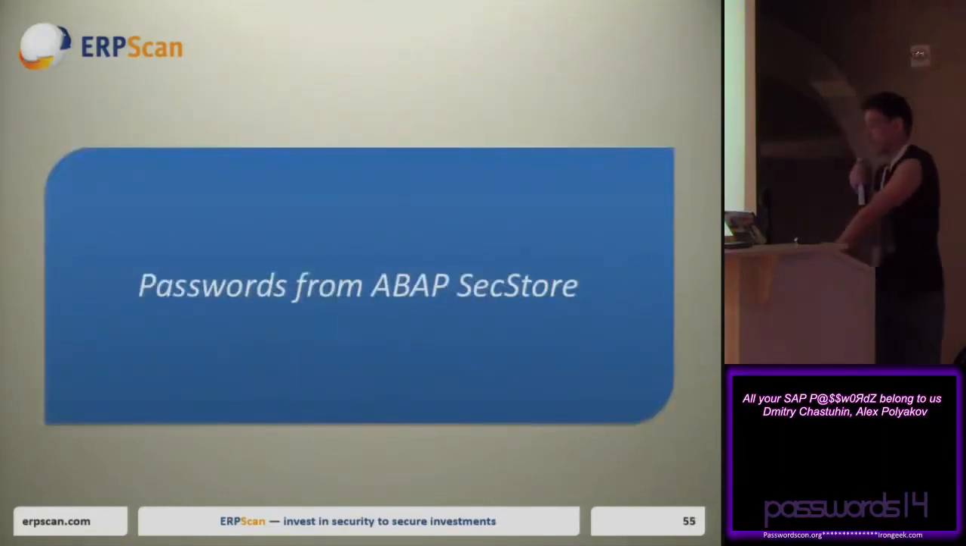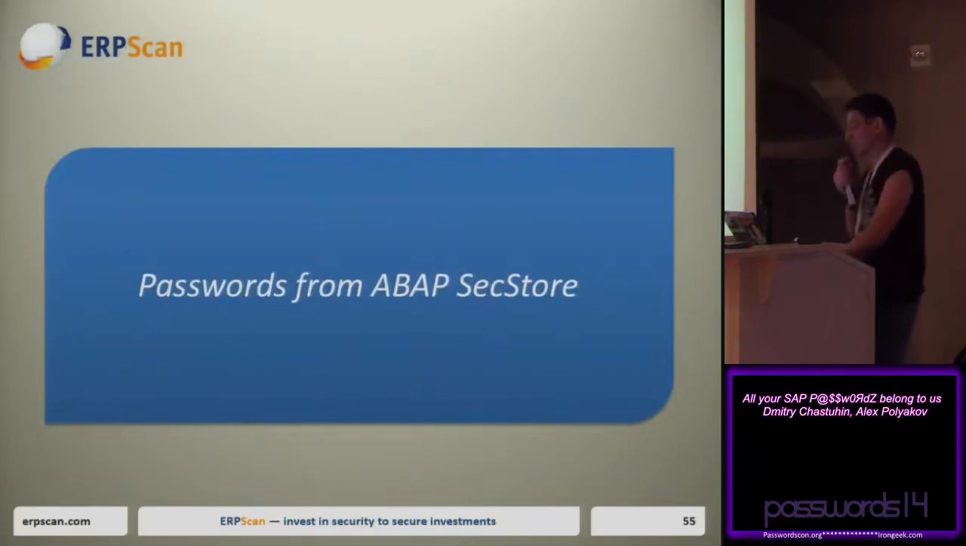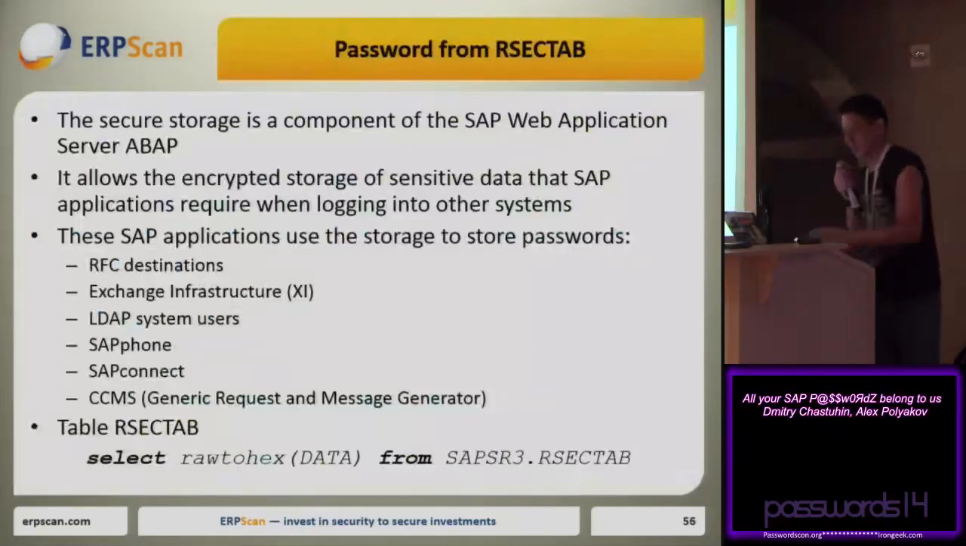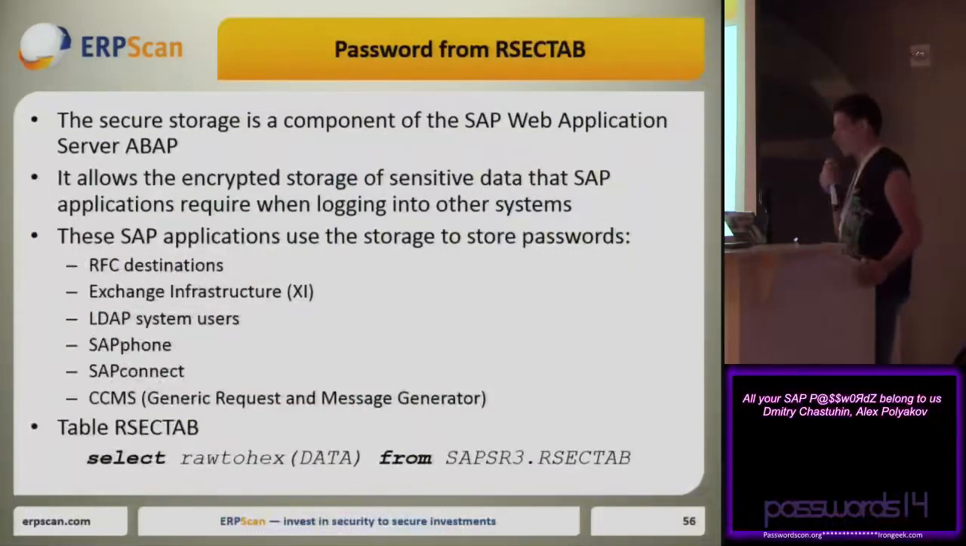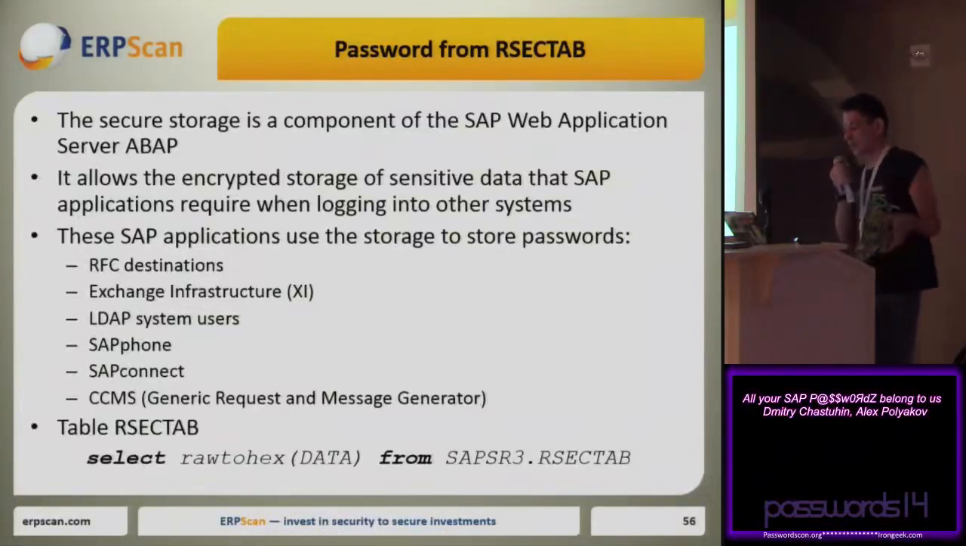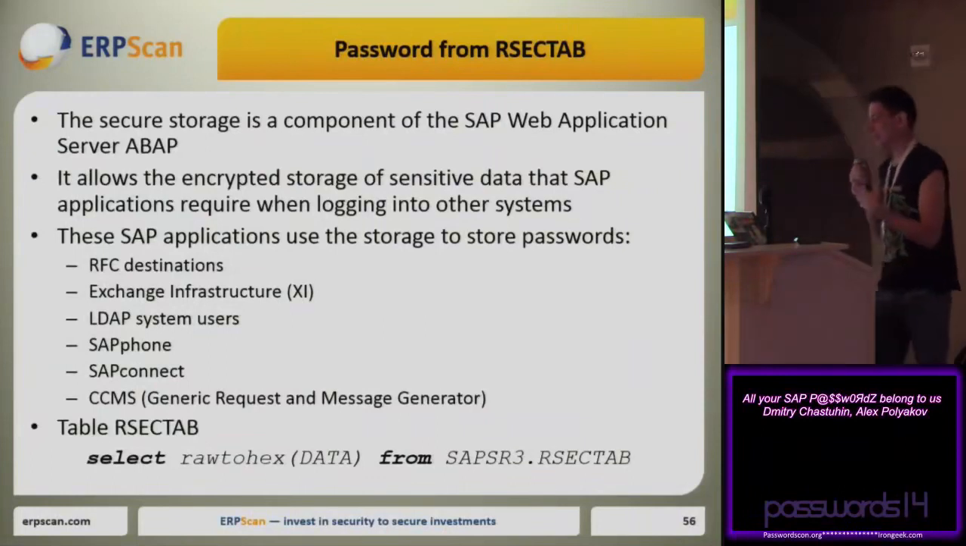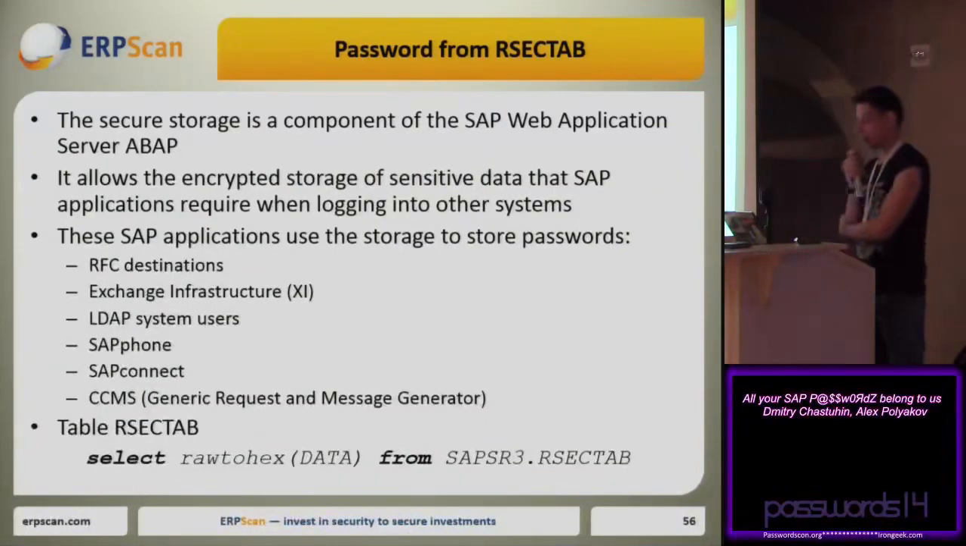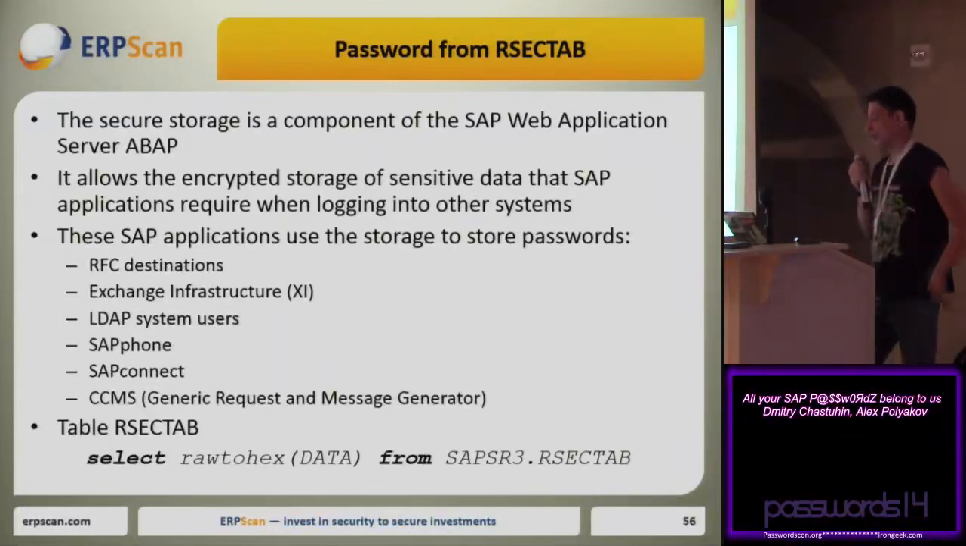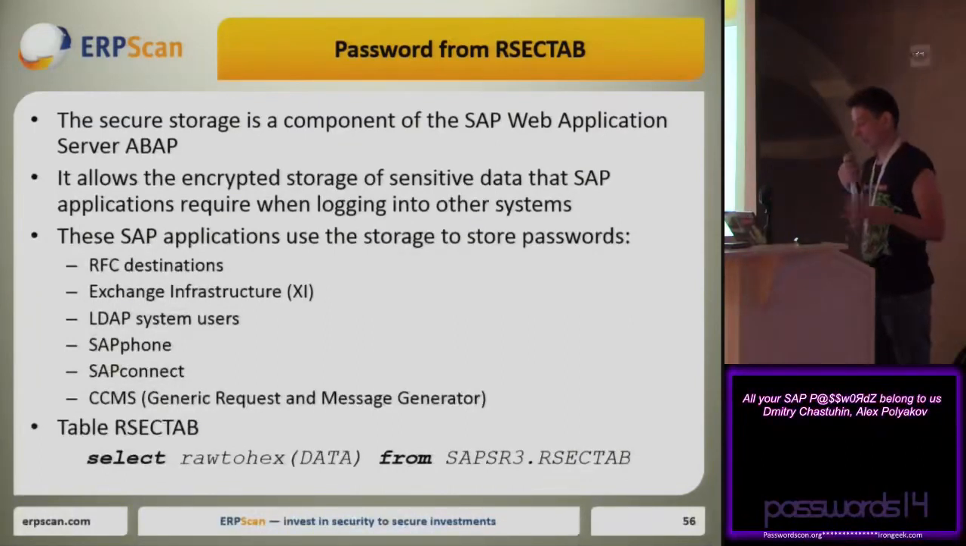Okay, now the place where the ABAP stack stores sensitive information: ABAP security storage. The security storage is a component of the SAP application server. It allows the encrypted storage of sensitive data that SAP applications require when logging into other systems like RFC destinations, exchange infrastructure, SAP connect, etc. And all this data is stored encrypted in the SAP table RSECTAB.